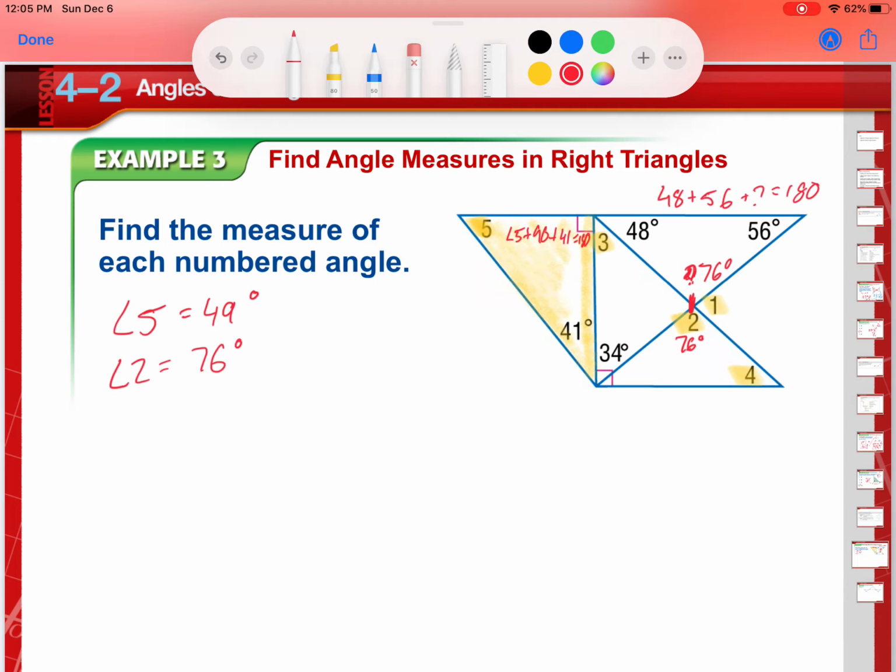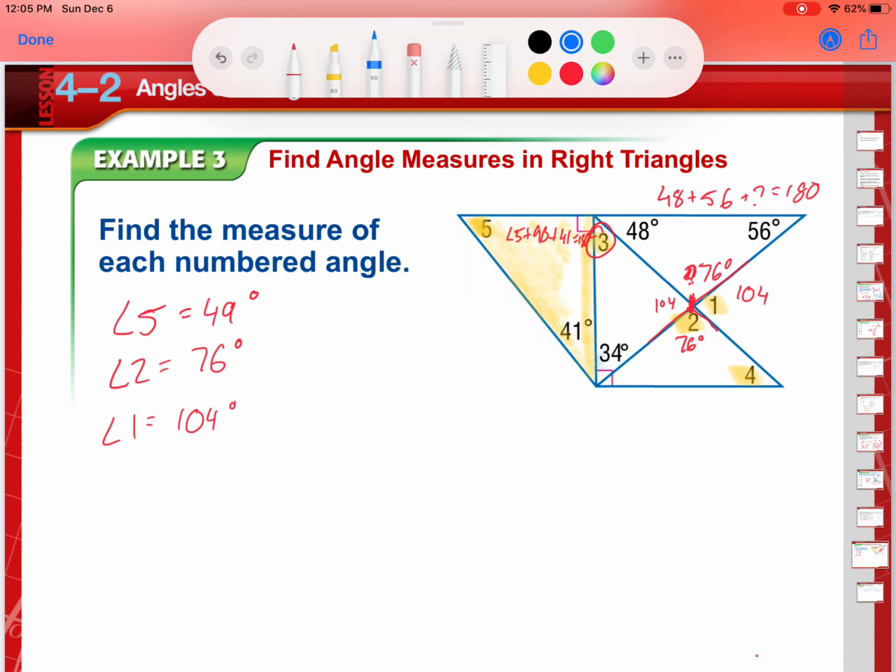Angle 2, 76 degrees. Okay, I think we can solve angle 4 now. It's going to take a little bit of doing. Oh, you know what? I lied. Let's solve angle 1. Angle 2 and angle 1 form a straight line. So they're a linear pair, and angle 2 is 76 degrees, which means angle 1 would be 104 degrees. So angle 1's 104 degrees, so we have 2 angles left to solve. Let's go ahead and solve, which means this one would be 104 degrees also.